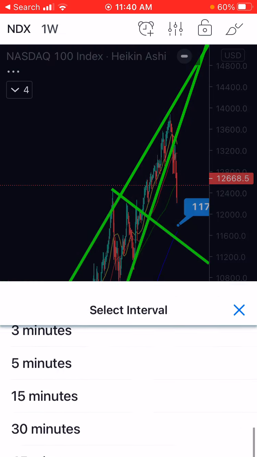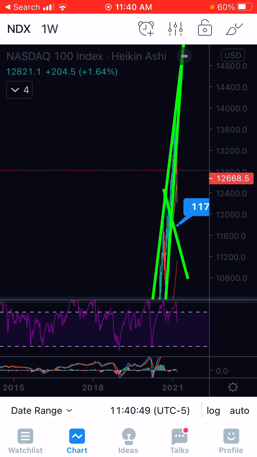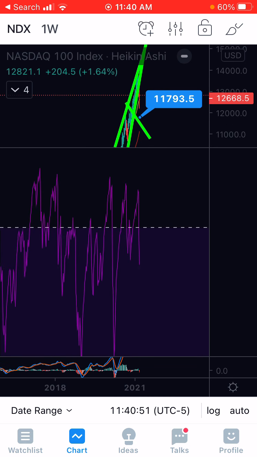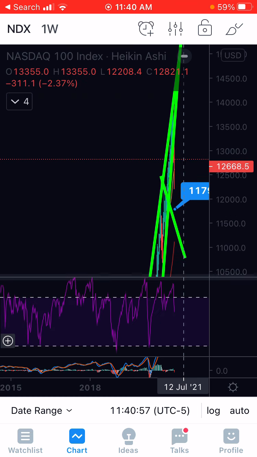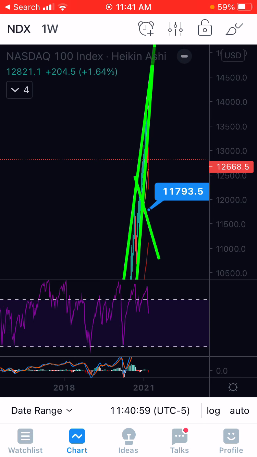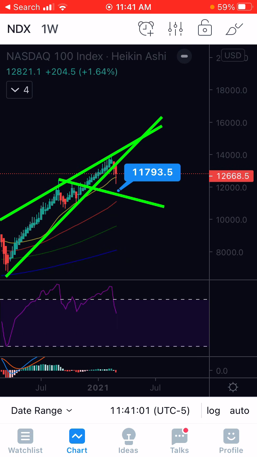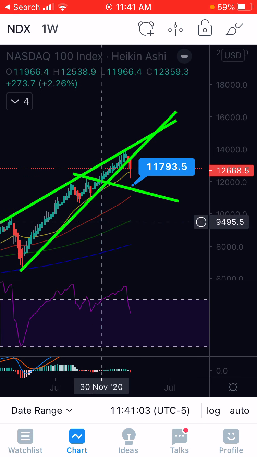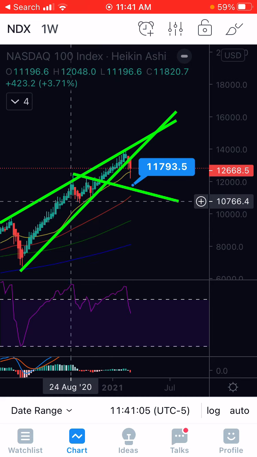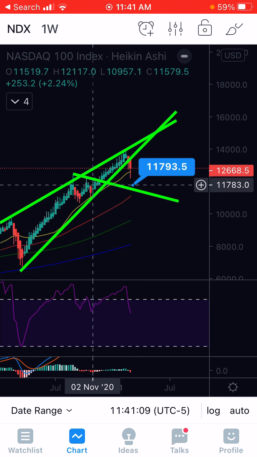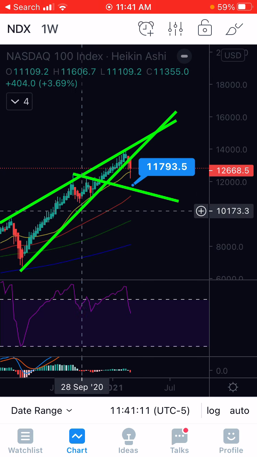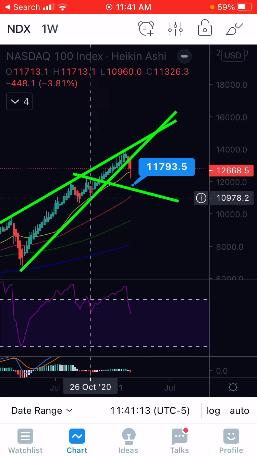Let's look at the weekly real quick on the RSI. We're not quite set, but it doesn't have to come all the way down here, in my opinion. But we'll see how it plays out, right? Looking at it like this right now, we have bullish divergence if we get a bounce here. This right here was the low where we had bullish divergence.